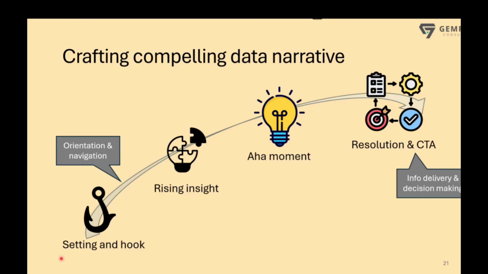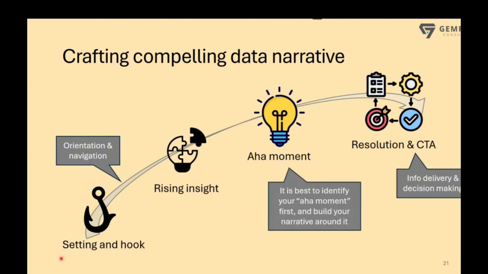And therefore, it is best to identify your aha moment first and then build your narrative around it. So once you have your aha moment, it is much easier for you to contextualize everything. Where do you want to start your orientation and navigation? If you don't know where to start, again, let's just take a financial report for an example. What's best is just go and read everything that is on the website by Bursa, that any companies, right? Any, I would say, any good companies with the integrated reporting, right?